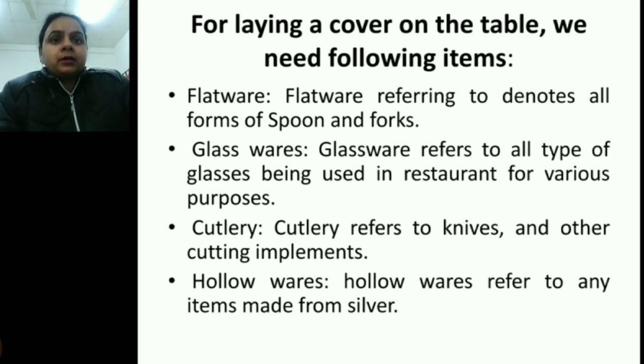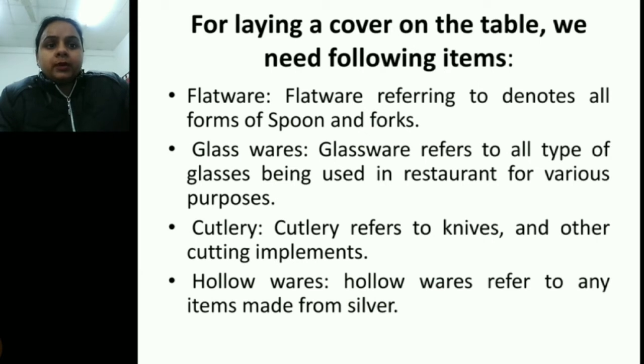Next, for laying a cover on the table, we need the following items. First is flatware. Flatware is used to denote all forms of spoons and forks. Number 2, glassware. Glassware refers to all types of glasses being used in a restaurant for various purposes. Cutlery. Cutlery refers to knives and other cutting implements which are used in the table laying.